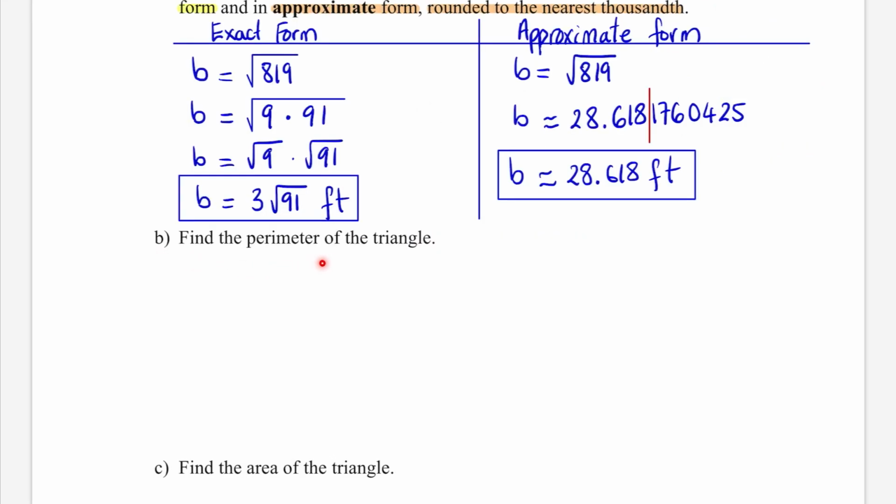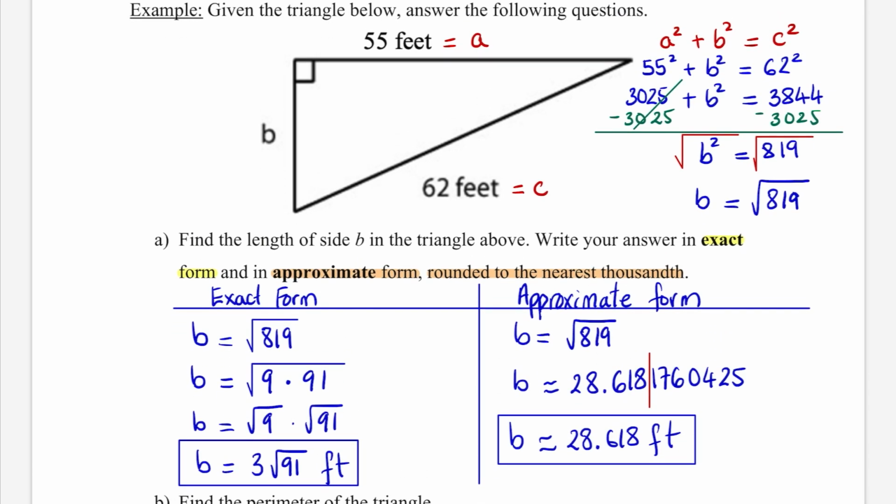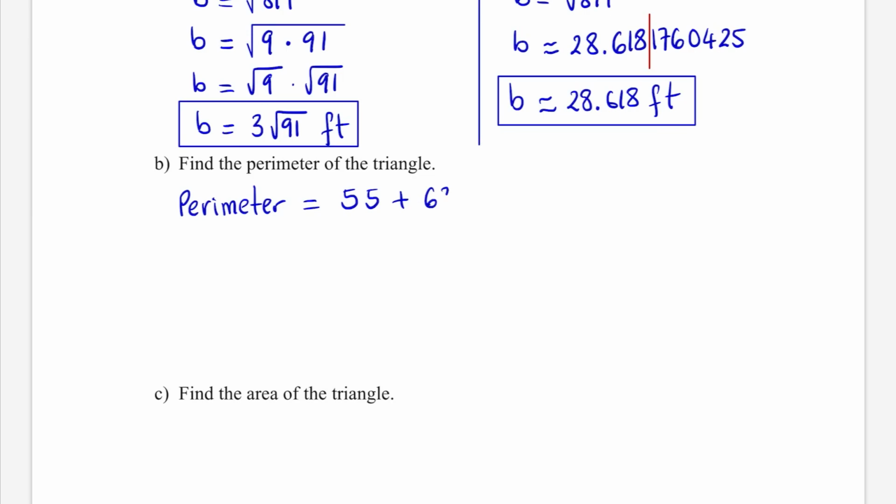B, find the perimeter of the triangle. To find the perimeter, I'll just find the sum of all the sides of the triangle. So I'll take 55 plus 62 plus 28.618, which is 145.618 feet.